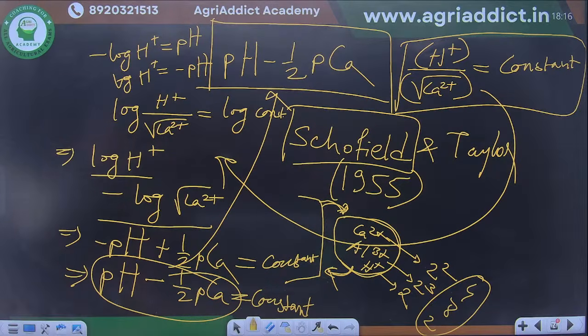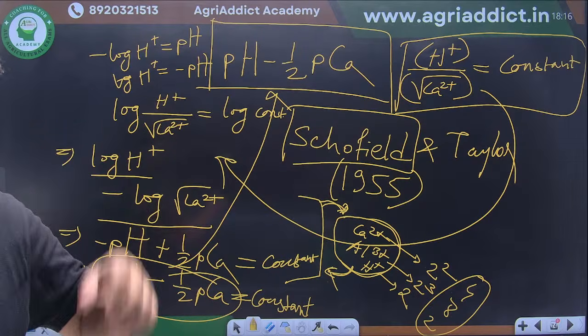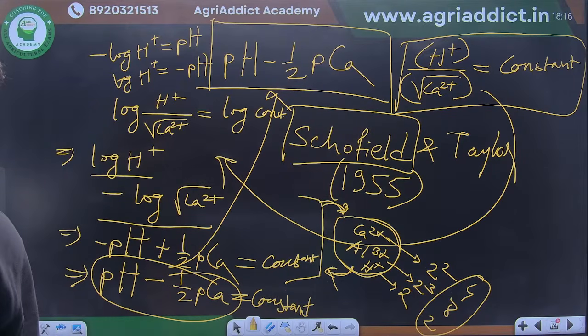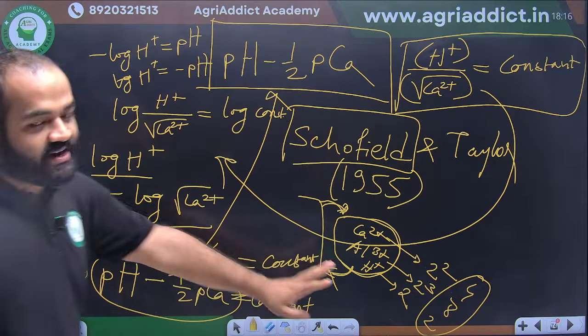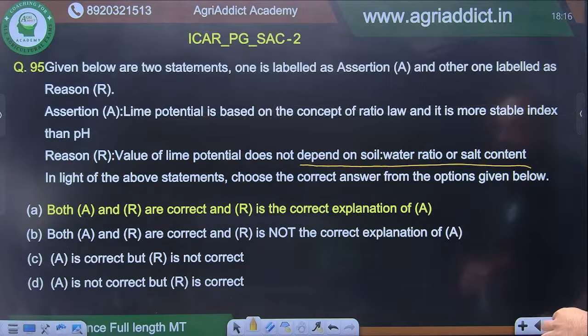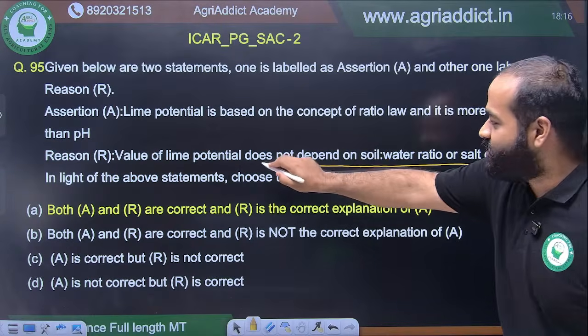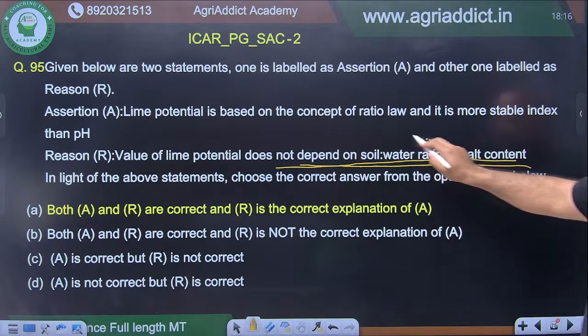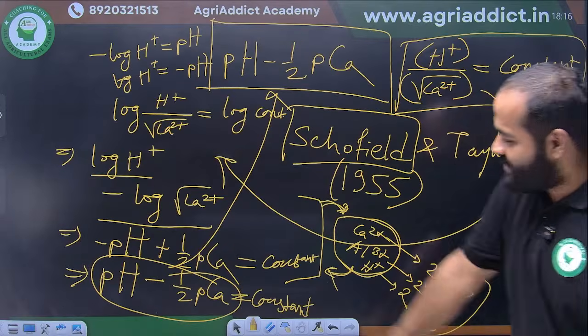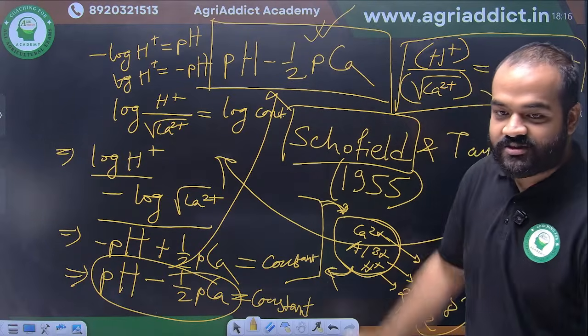Is it clear? What did you understand from all that I wrote? Or is there any problem? Tell me. So since this is a constant, what is the point of all this derivation? Why is this constant? Because the value of lime potential does not depend on soil to water ratio or the salt content. Because whatever you do, this value will be constant.